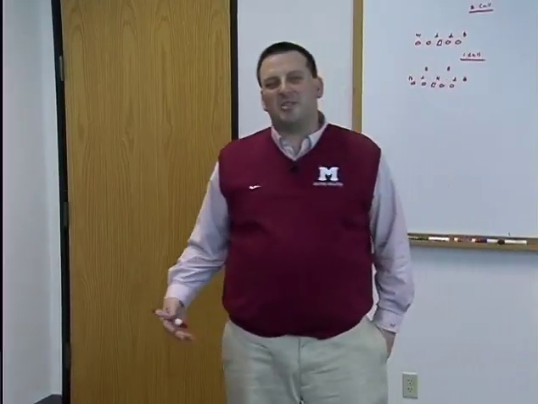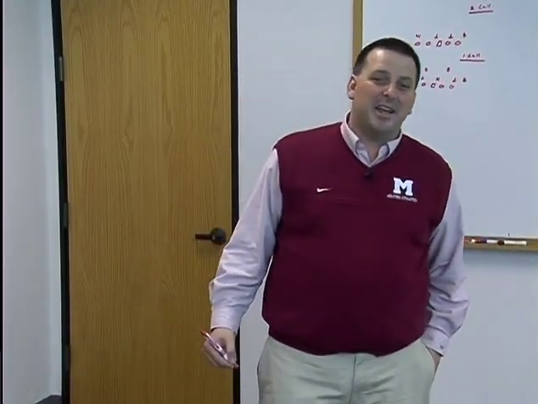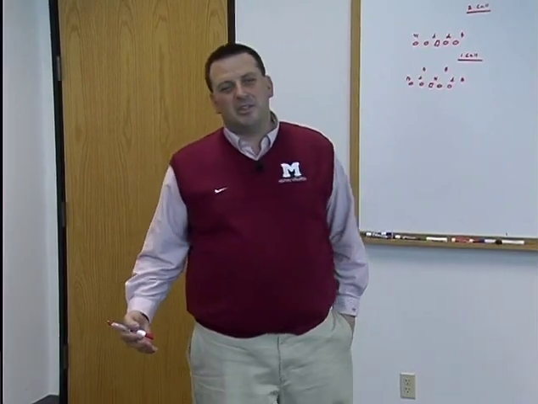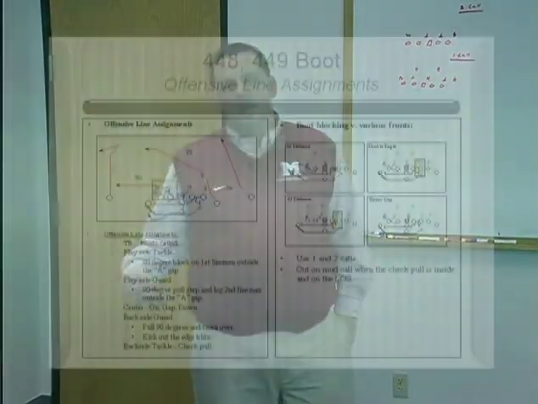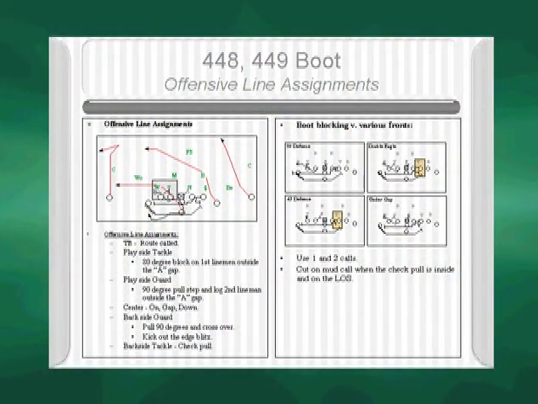The last play of the crossbuck series that I'm going to talk about today is our play action pass. We call it 448. We add a third digit to the play to state that it's a play action pass. The extra four does that. 448 and 449, boot pass or waggle. What that means is we are going to fake 48 sweep and we are going to boot away from the call.